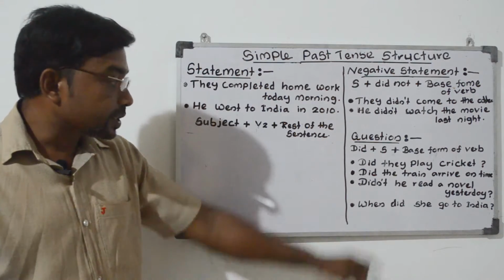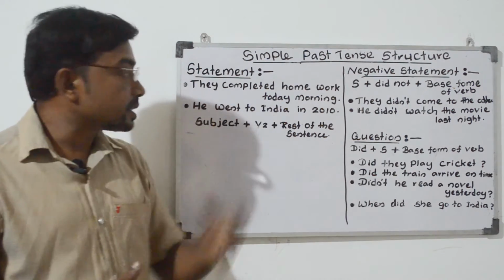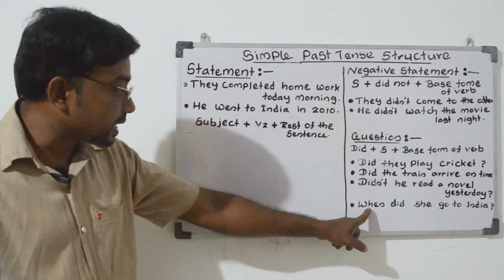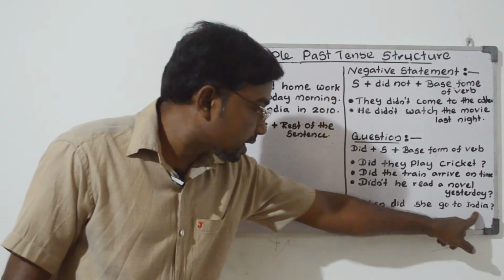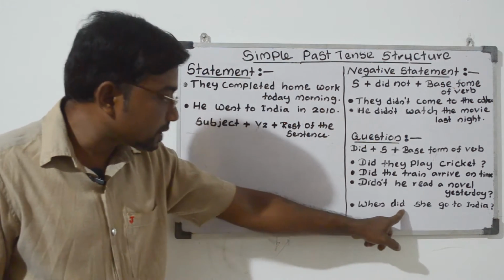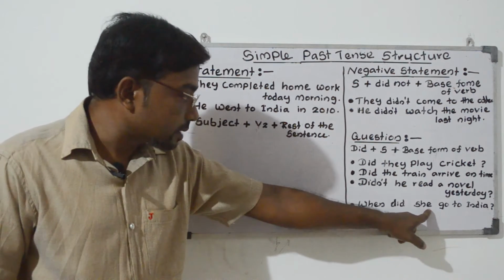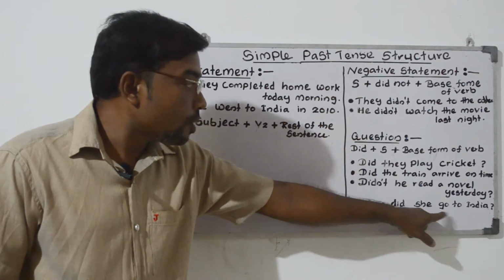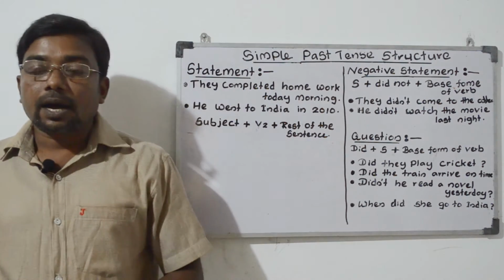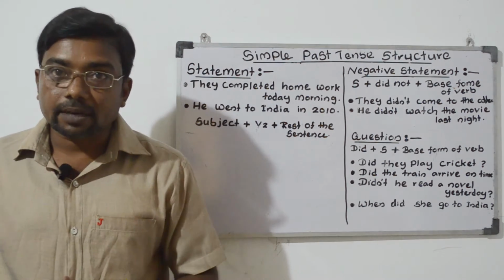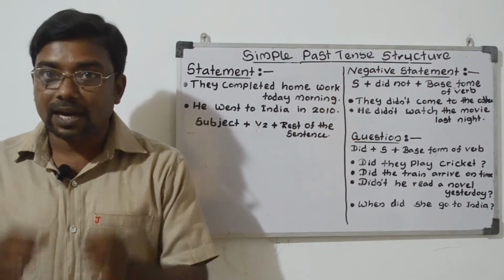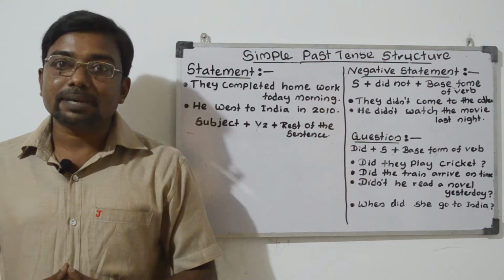Sometimes we can use WH question to ask questions with simple past tense. Then we can use WH question at the beginning of the sentence. When did he go to India? So we use WH question at the beginning of the sentence, then always comes the auxiliary verb did, then comes subject, then we use verb base form. Okay everyone, I hope that you have clear idea about how to make statement, how to make negative statement, and how to make questions with simple past tense.